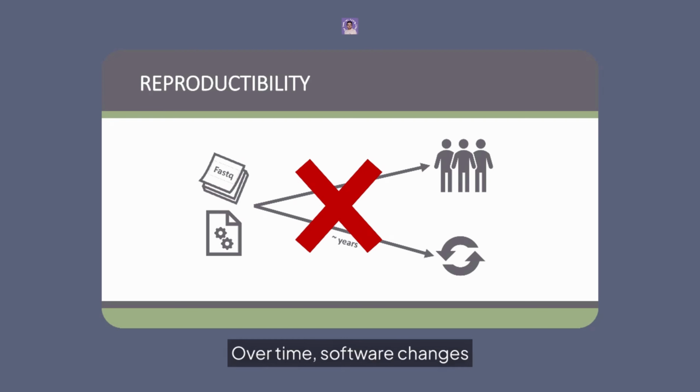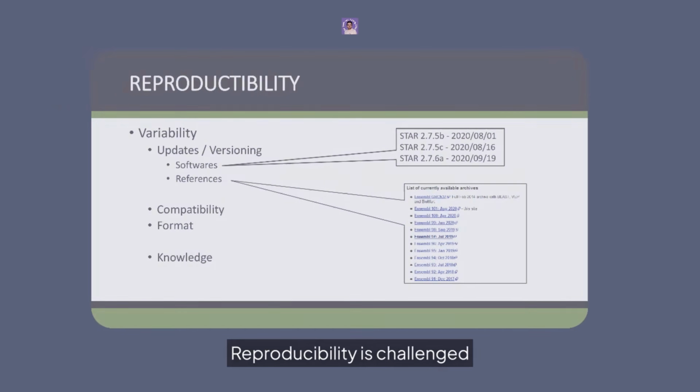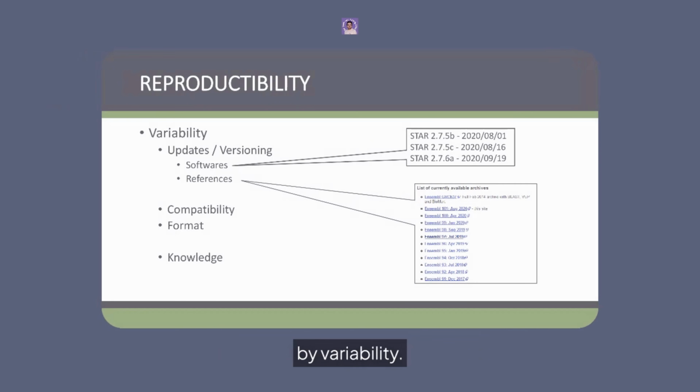Over time, software changes and undocumented parameters make it difficult for collaborators, or even ourselves, to regenerate the same results, undermining confidence in the findings. Reproducibility is challenged by variability. Software and reference databases are frequently updated, leading to version differences.